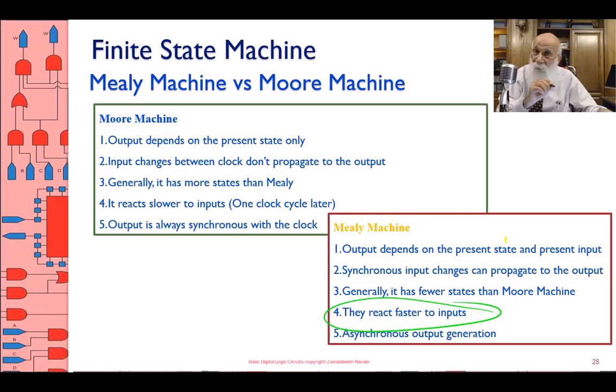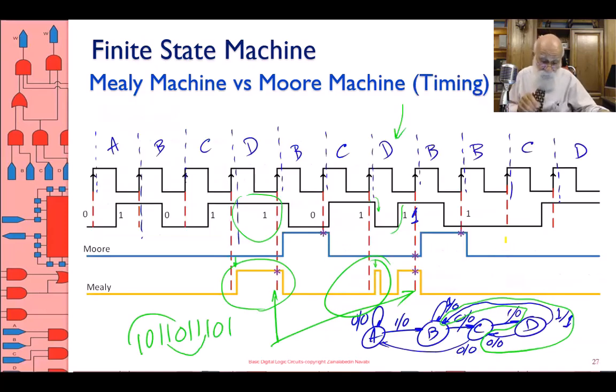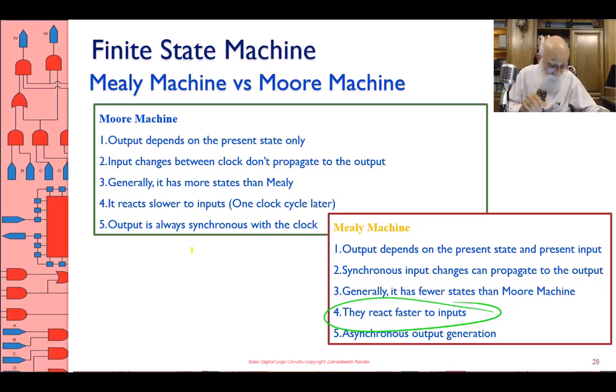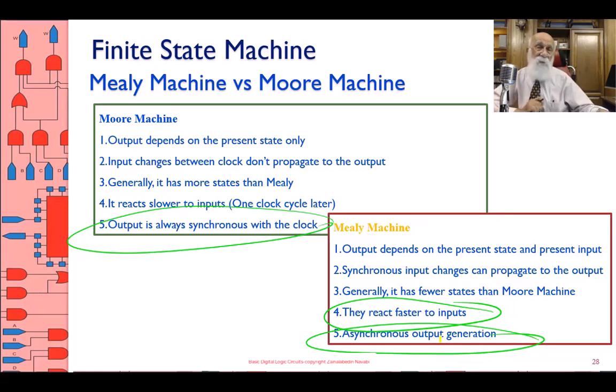If input changes in the Moore machine between the clocks, the output doesn't change a bit. Look at the Mealy machine. The input changes. Even if the input changed here, my output would change as well. Okay, but with the Moore machine, that doesn't happen. Even in the Mealy machine, the output changes, but since it's not coinciding with the clock, I don't care. Synchronous with the clock, asynchronous with the clock.